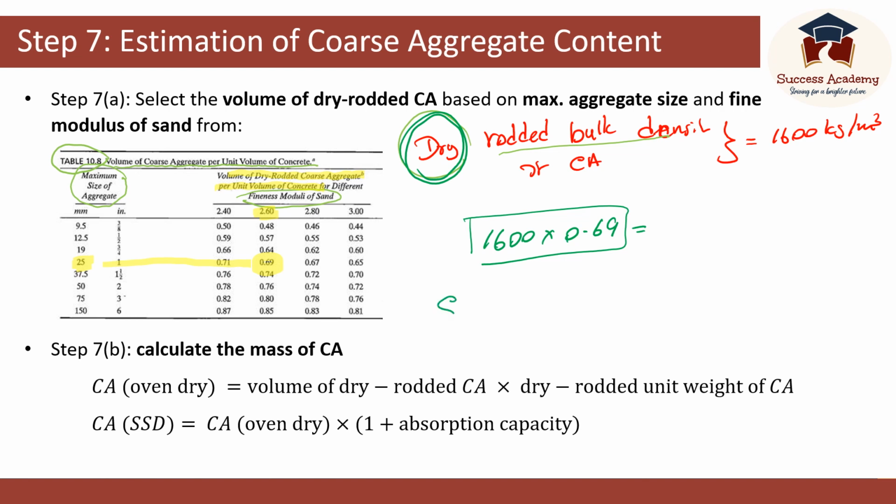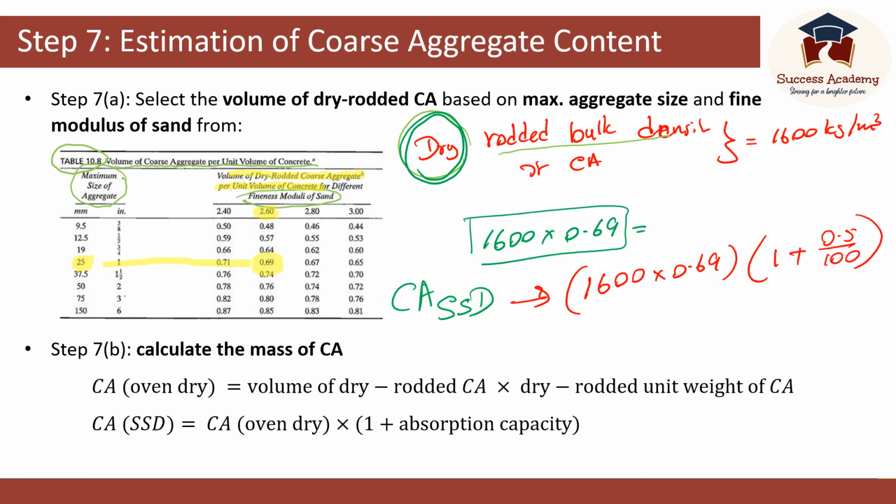To find the weight of coarse aggregates in the surface saturated dry condition, what we need to do is multiply this number by 1 plus the absorption capacity. For the absorption capacity, for example, let's take 0.5%. So we multiply this number by this number, and we get the coarse aggregates in surface saturated dry condition.